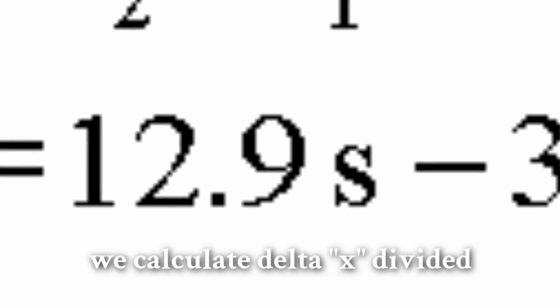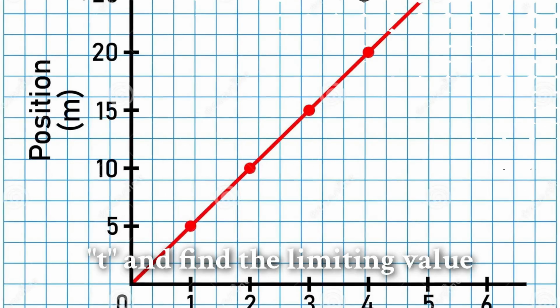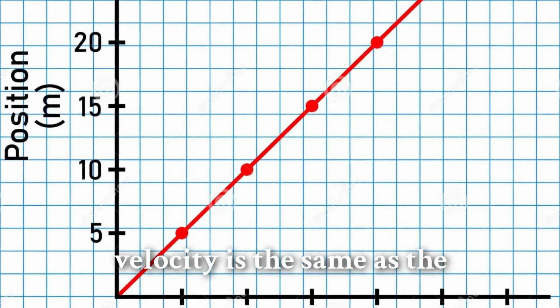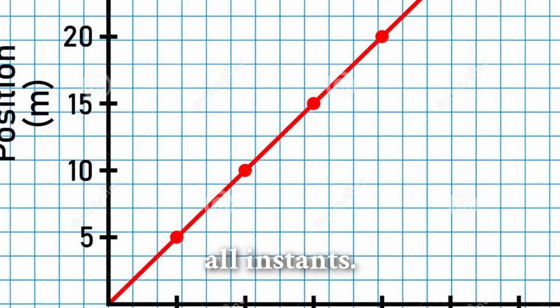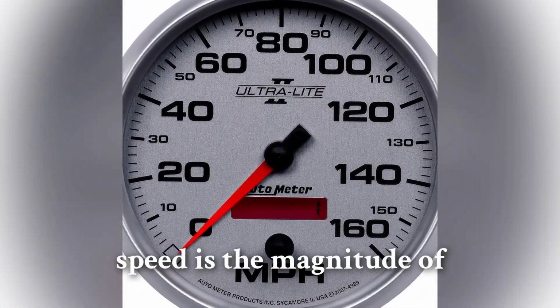Then, we calculate delta x divided by delta t from the data for decreasing values of delta t, and find the limiting value. Note that for uniform motion, velocity is the same as the average velocity at all instants. Instantaneous speed or simply speed is the magnitude of velocity.